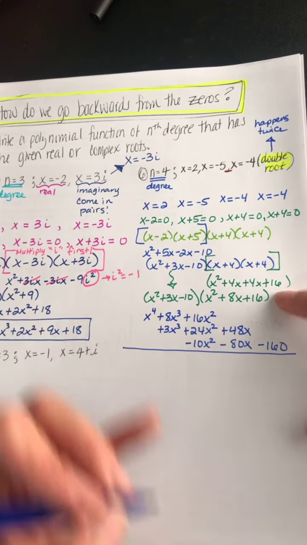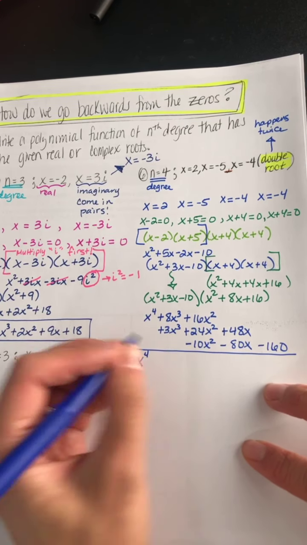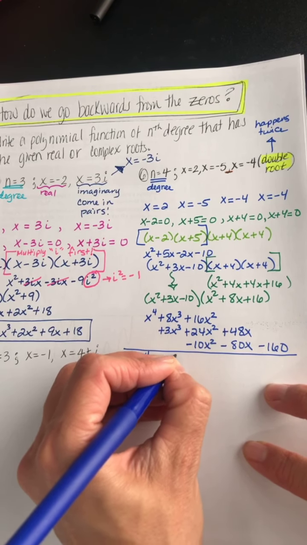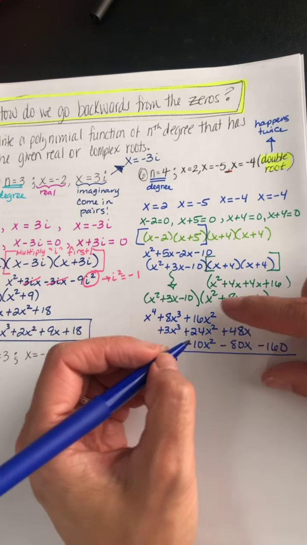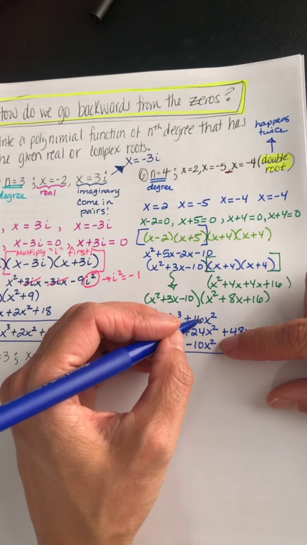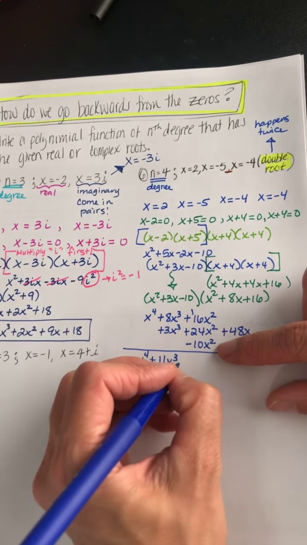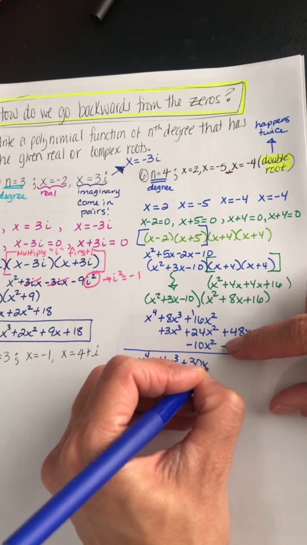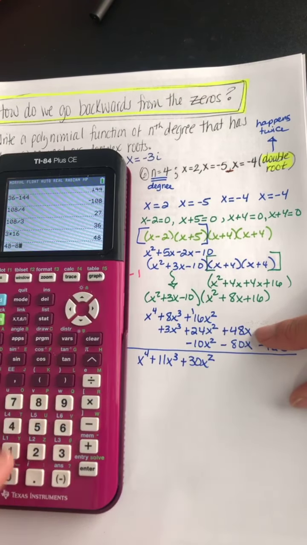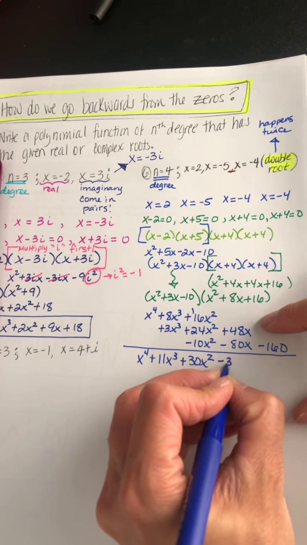So now I can just combine straight down. X to the fourth had nothing to combine with. 8x cubed plus 3x cubed is 11x cubed. 16x squared plus 24x squared minus 10x squared. Well, let's see, that's 6 plus 4 is 10. Carry the 1, 2, 3, 4. So that's 40x squared minus 10x squared is a 30x squared. 48x minus 80 is negative 32. So negative 32x.